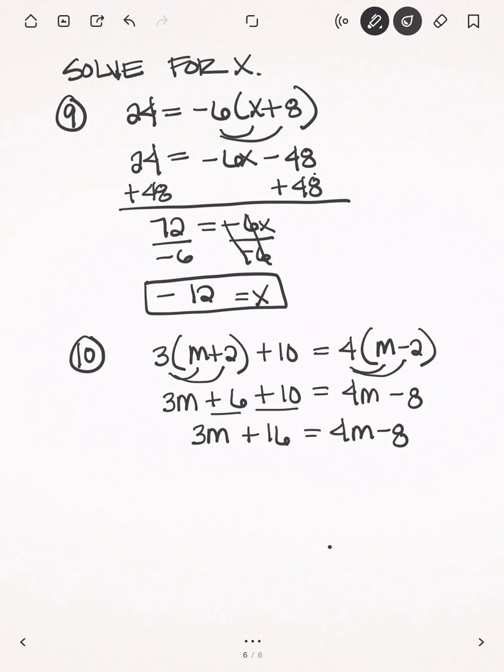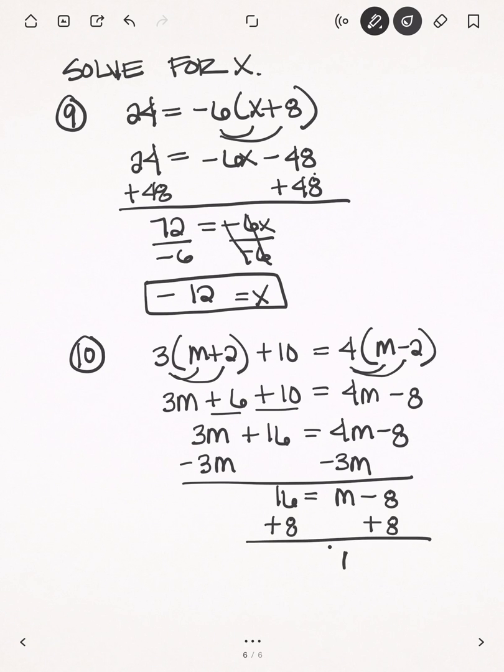Okay, now you can move your 4m. I'm going to go ahead and move my 3m just to keep it positive. So I'm going to move 3m to the other side, and I get 16 is equal to m, because 4 minus 3 is 1, minus 8. And then my last step is add 8 to both sides. So I get m equals 16 plus 8, that's going to be 24. I found my m. So these are the kinds of problems that you might see similar on your quiz today.